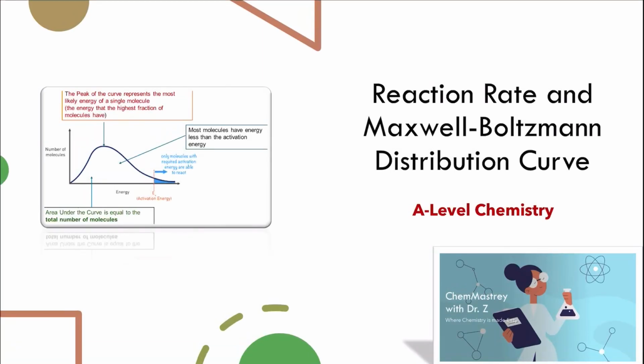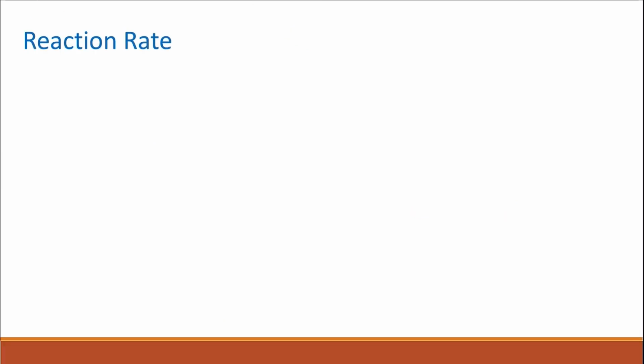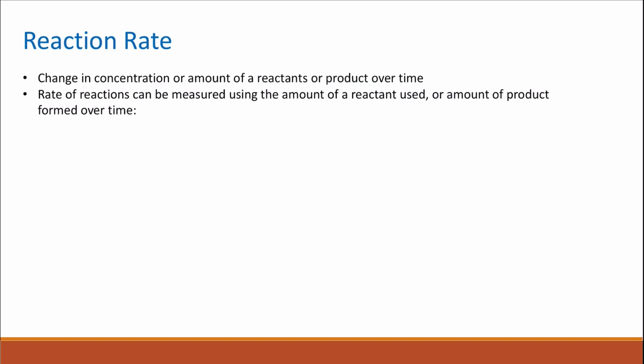In this video, I will explain the reaction rate and Maxwell-Boltzmann distribution curve and how the different factors that affect the rate of the reaction will affect the shape of the curve. This is for A-level chemistry. So let's first recap what we've learned before from GCSE chemistry about reaction rate.